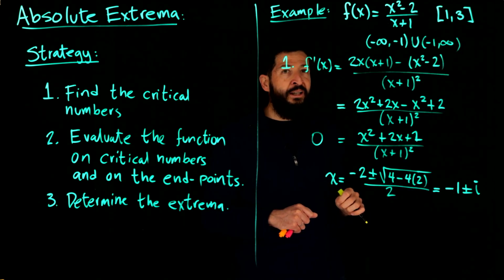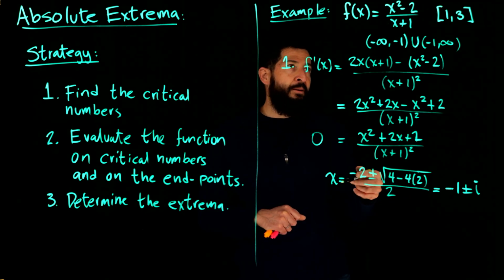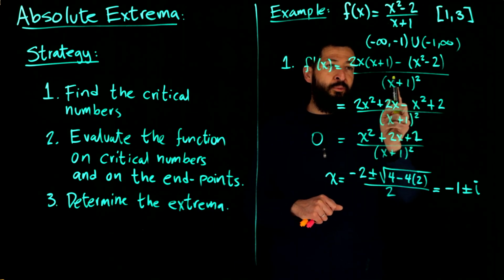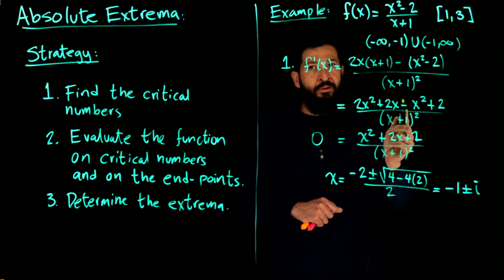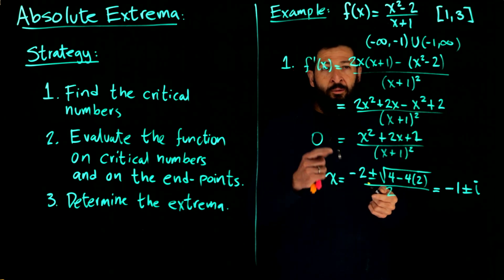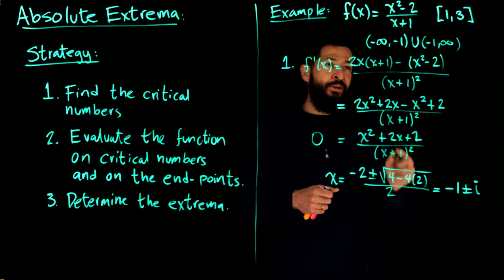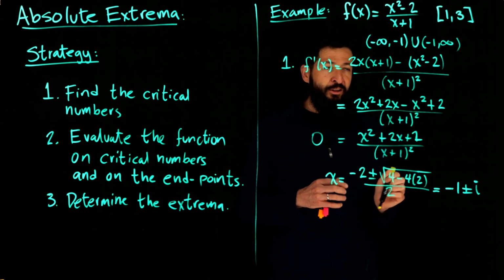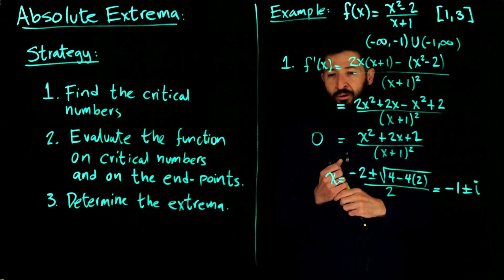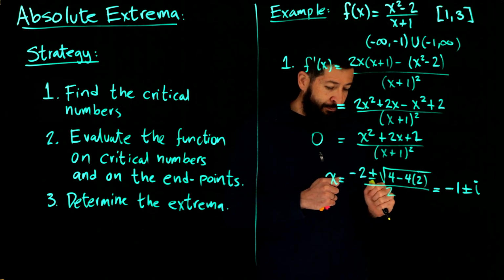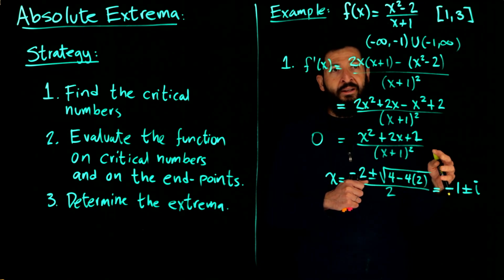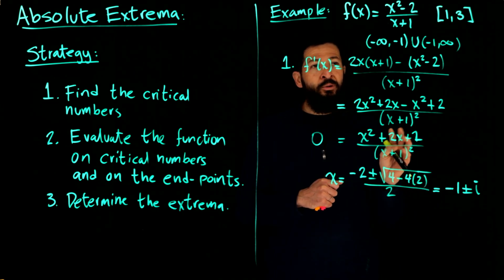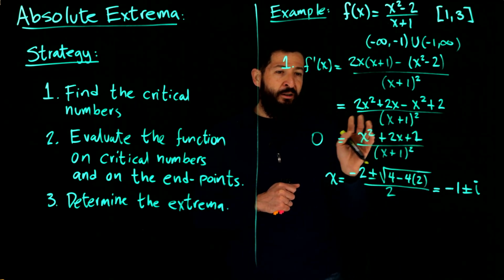So at this point we have no critical numbers, because the other possible critical number would have been when the denominator is 0. That gives us a point where the derivative is undefined. However, that value of -1 is not in the domain of the function, so we don't count it as a critical number. Next, when we do the first derivative test, we will use those points, but not at the moment.